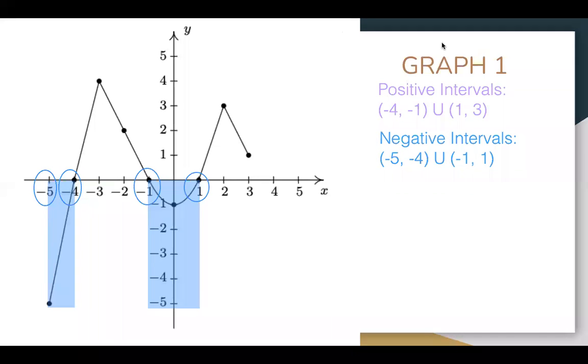And what you'll notice about our positive and negative intervals is the numbers are going to alternate. So the graph starts at -5. Then at -4, it switches. See how those have the same number? At -1, it switches back, and at +1, it switches back. So if you've done it correctly, a lot of your numbers are going to be the same. The beginning number for a positive interval should be the ending number for a negative interval, and vice versa.